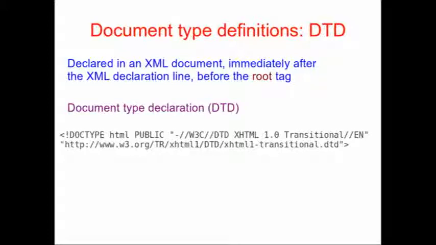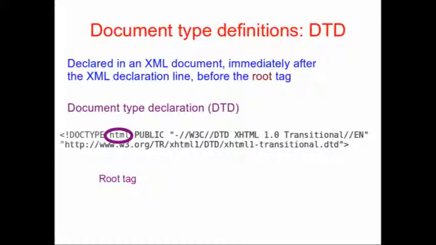We start with a document type declaration that says we're going to use a DTD to describe this particular XML file. Our DTD has this structure. It starts with our document type declaration, and this says that we're going to use a DTD. We then have the name of the root tag. In this case, it's HTML. This is a specific DTD that I'll come back and explain in just a minute.